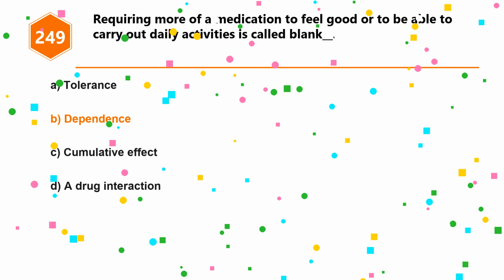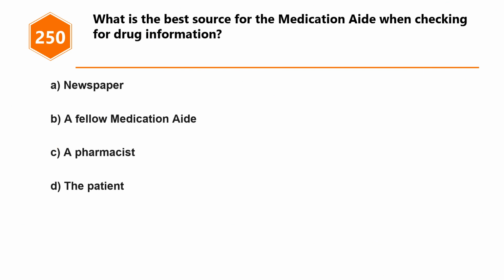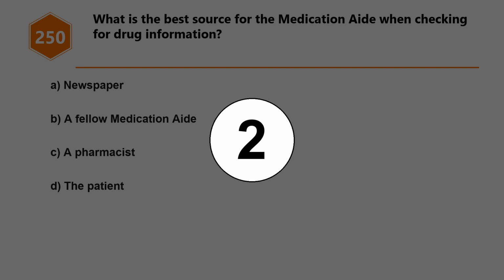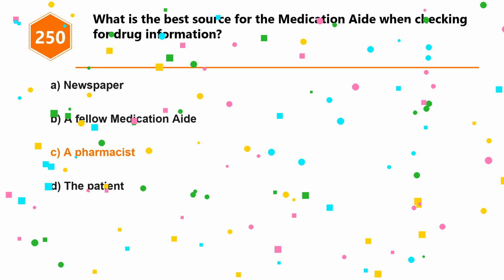The correct answer is option B, dependence. Question 250. What is the best source for the medication aide when checking for drug information? Option A, newspaper. Option B, a fellow medication aide. Option C, a pharmacist. Option D, the patient. The correct answer is option C, a pharmacist.